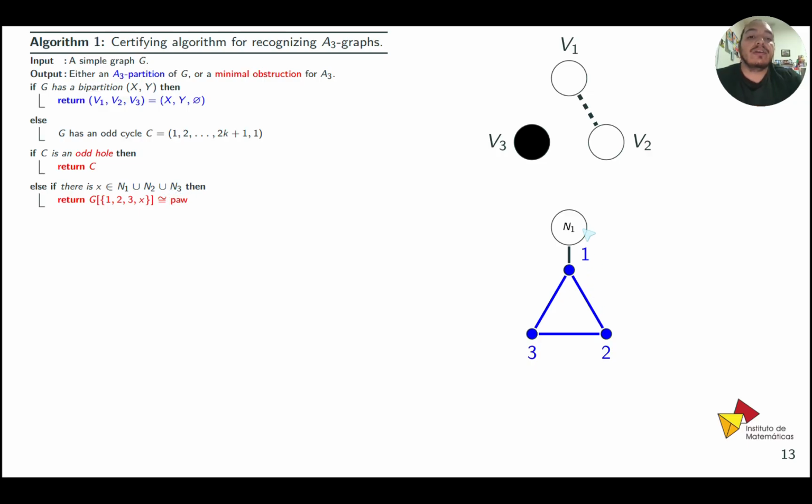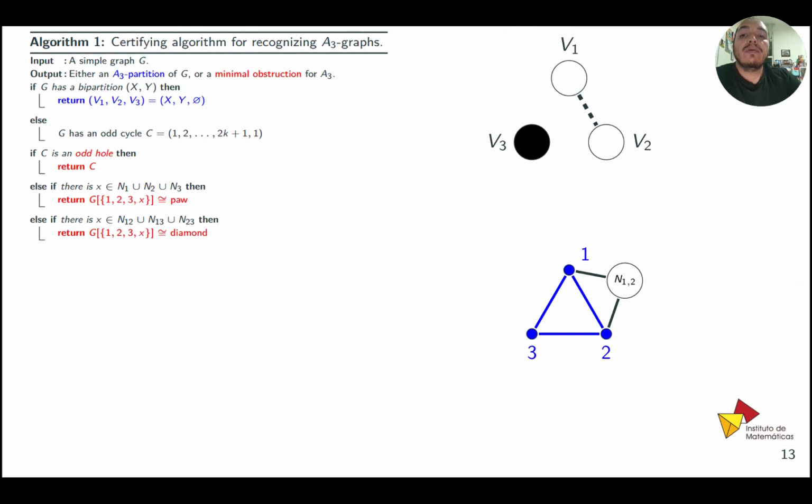Because, for example, if there is a vertex in the part n1, then we take that vertex together with the 3 vertices of the triangle, and the graph induced by these 4 vertices is isomorphic to the pole graph. So in this case, we return this graph as a no certificate because the pole graph is a minimal obstruction for the pattern A3. Okay, and the same is true if there is a vertex in n2 or in n3.